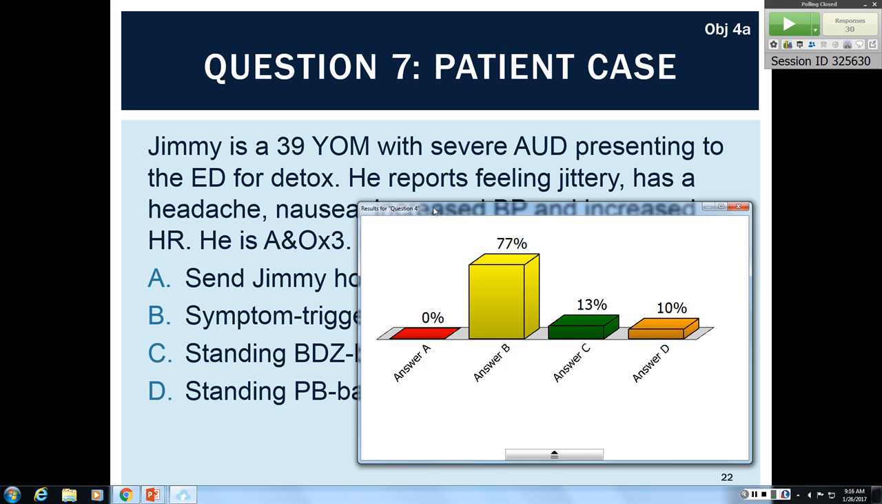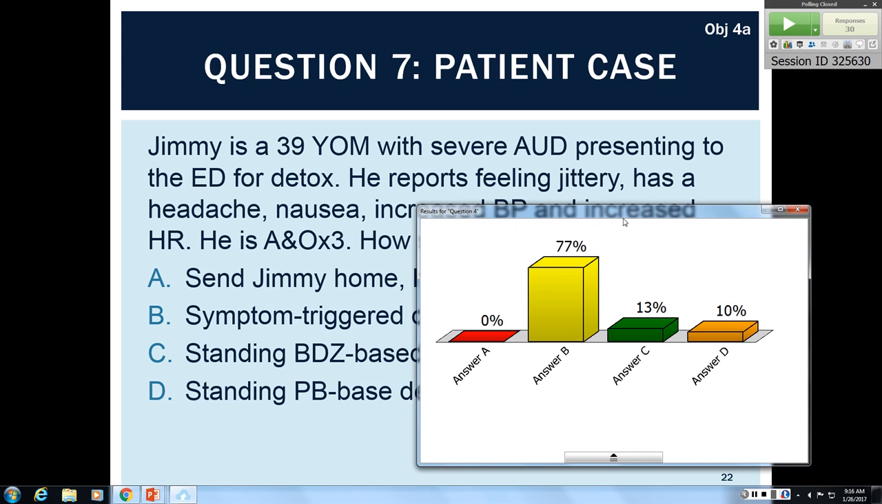Okay. All right, cool. So why do we think symptom triggered? Yeah, what helps us say that it's maybe kind of mild? Exactly. And he's talking to you. He's able to articulate what's going on.